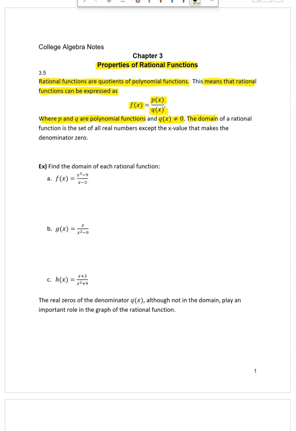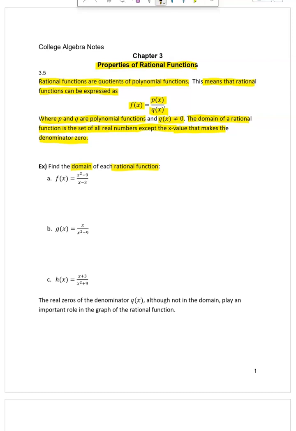The domain of a rational function is the set of all real numbers except the x value that makes the denominator 0. So let's find the domain of each of these rational functions.